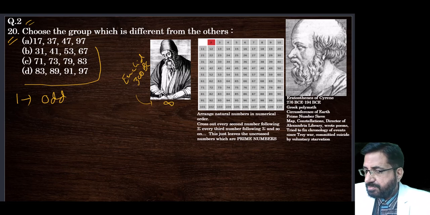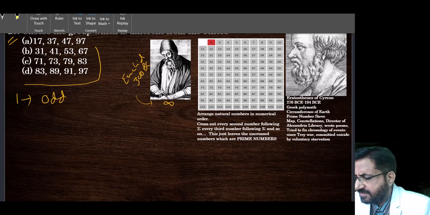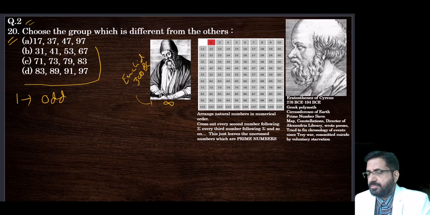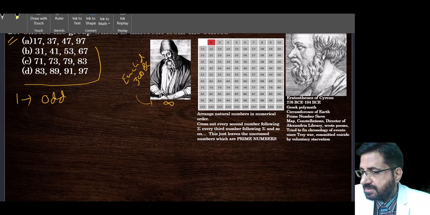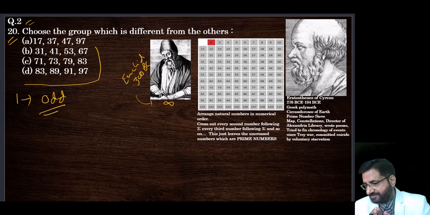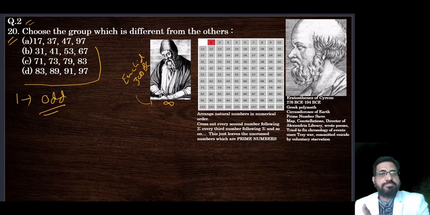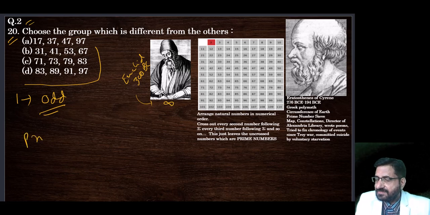In this particular problem, the very first striking point I note is that these are all odd numbers. Then how should I select my answer? The question is, I have to choose which group is different. All are odd numbers. Then comes, wow, prime numbers.